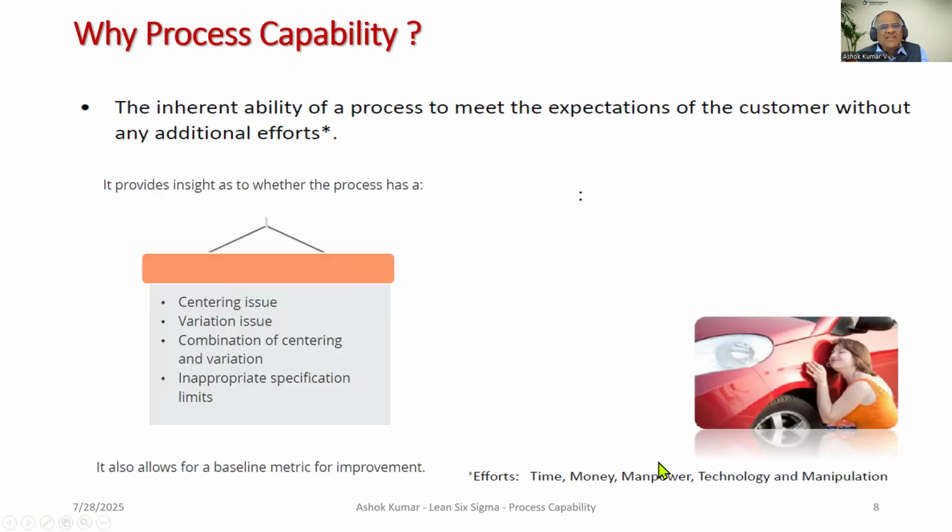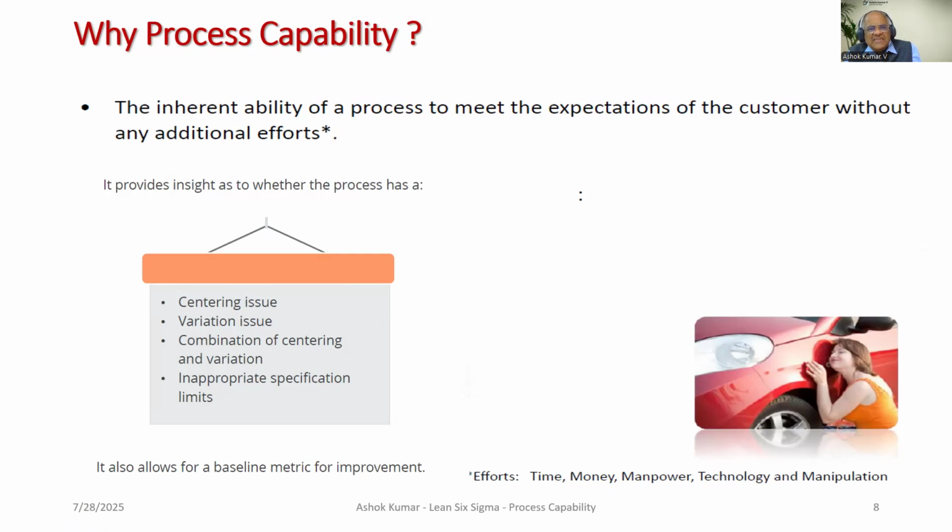So when I say additional efforts, process capability means that the process does not use any additional efforts like time, money, manpower, technology, and typically manipulation. You can put in an extra inspection to see that you don't make a mistake, but extra inspection involves both manpower and time, increasing the cost of the product. So process capability helps us see whether the process is at the center, which means whether the average of the measurements is very close to the mean. Then the variation, which we talked about, the spread should be less than the specification limits. Or sometimes the process can be a combination of both.